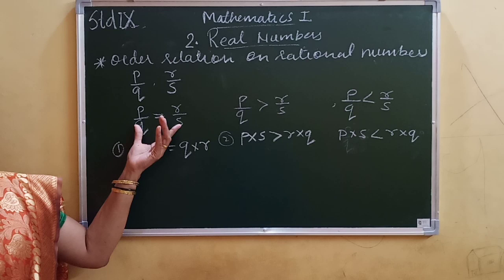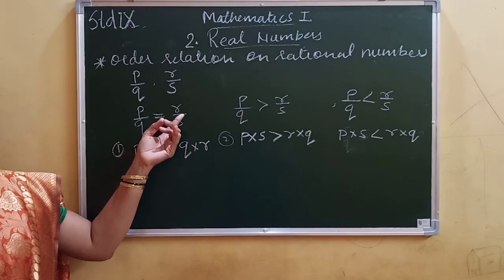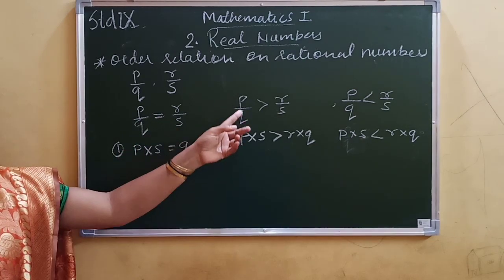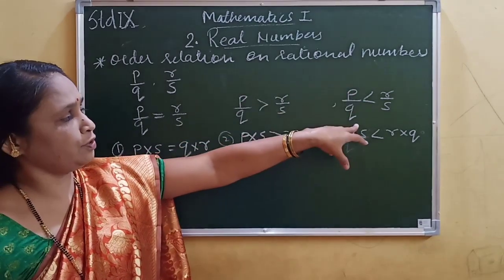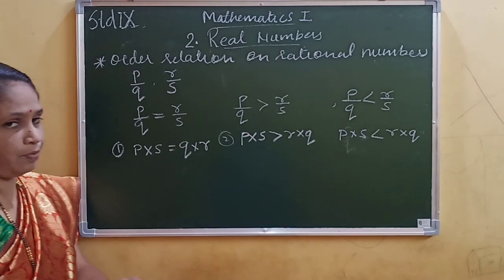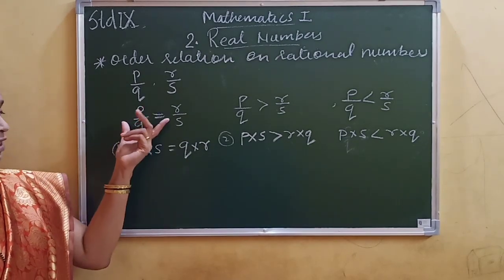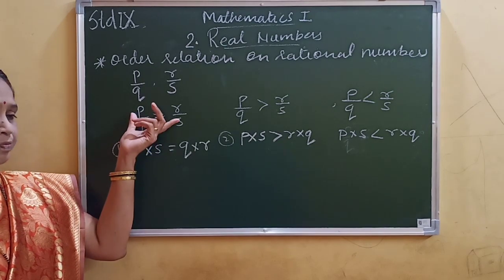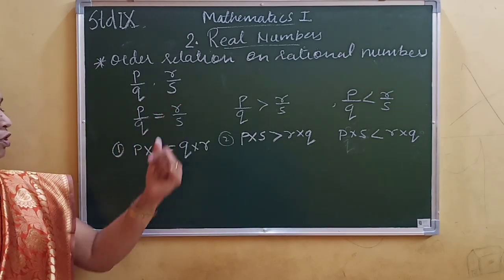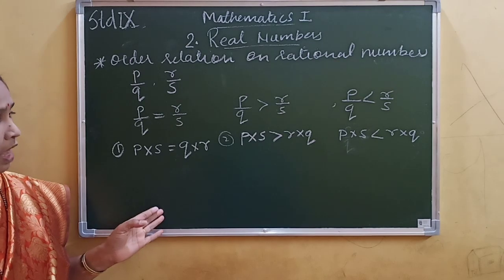See, we have three conditions. P upon Q is equal to R upon S, or P upon Q is greater than R upon S, or P upon Q is less than R upon S. If these are rational numbers, then we will have three conditions. First, the product of P and S will be equal to the product of Q and R.